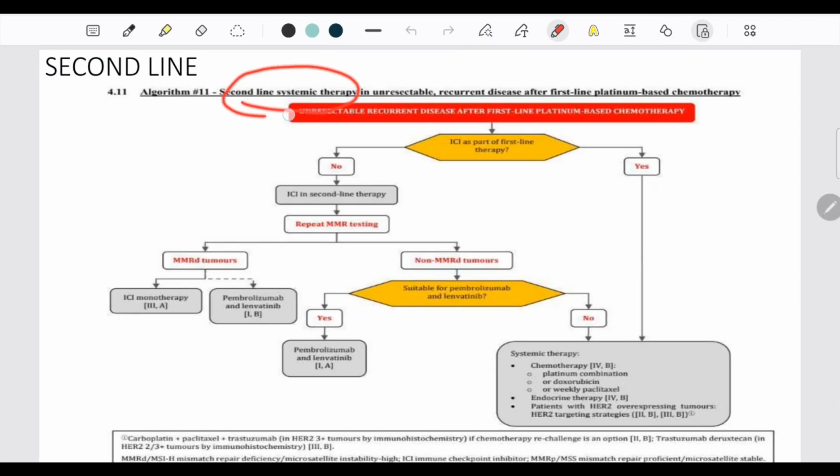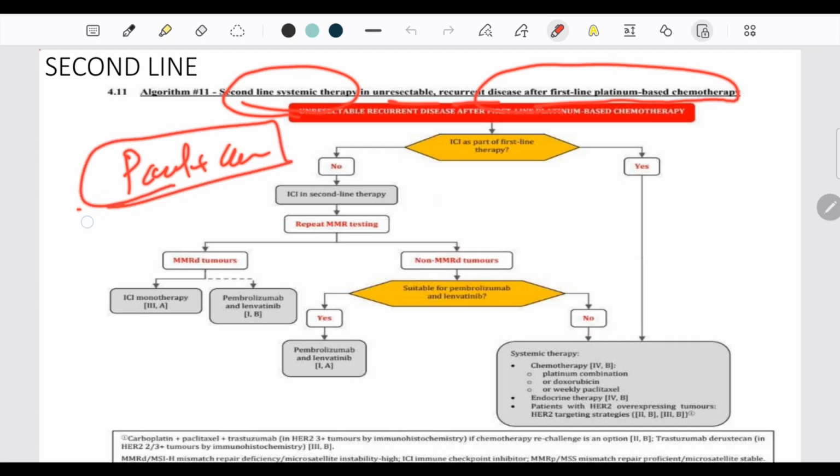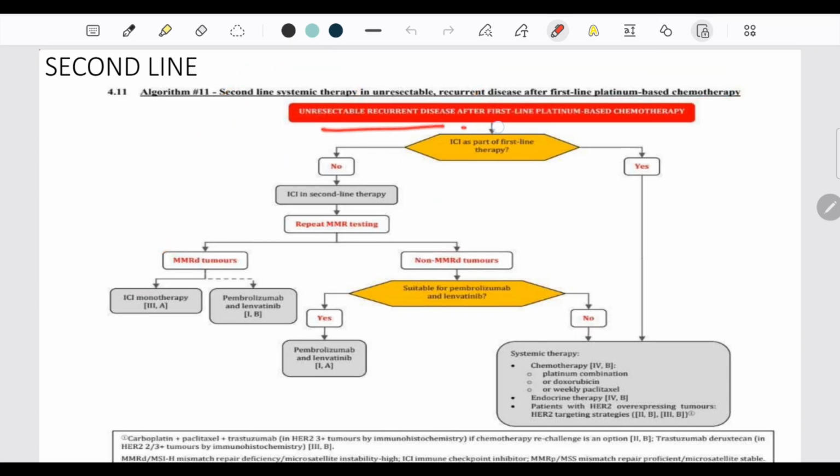Second line systemic therapy in unresectable recurrent disease after first line platinum based chemotherapy, that is you gave chemotherapy paclitaxel plus carboplatin and it has not responded. So what next to do? In unresectable recurrent disease after first line platinum based chemotherapy, you check whether immune checkpoint inhibitor was part of the first line therapy or not. If no, then add immune checkpoint inhibitor in second line therapy. Also do repeat MMR testing.